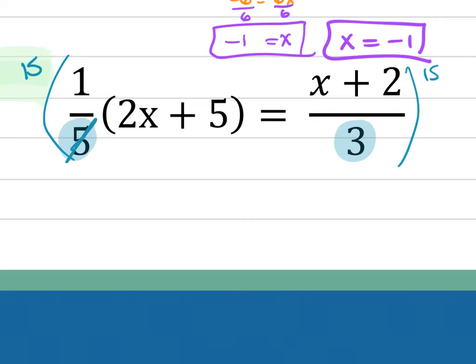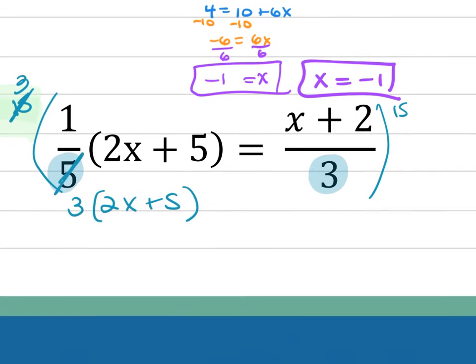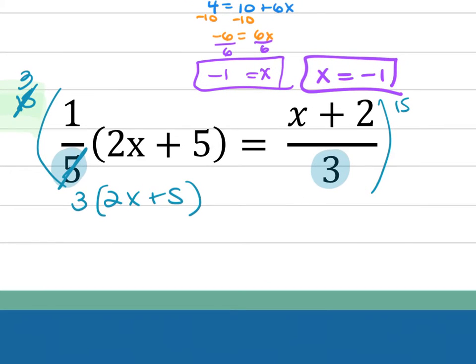Now this 5 goes into the 15 3 times. That 3 then will get distributed into the 2x plus 5. So I don't multiply what's inside the parentheses by the 15. What's inside the parentheses is kind of like, think about it as being protected until I distribute in. When I distribute, by making that a 3 now, it's going to change the equation the way that I need to. On the right-hand side, 3 goes into 15 5 times. So 5 is going to get multiplied by the x plus 2.